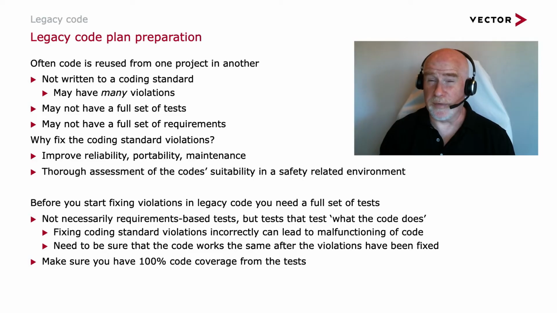And we should also ensure that we've got 100% code coverage so that if we fix issues in a particular area of code, we know that we've got that covered by the tests. So a plan of action for our legacy code. Well, first of all, we have to fix all the mandatory violations, the rules we're not allowed to break at all. That's not an optional step. We have to do that.